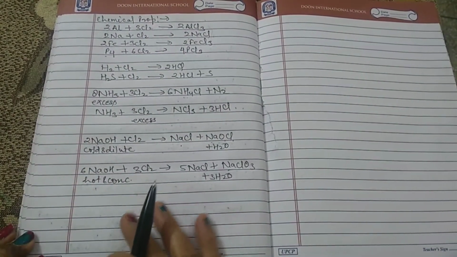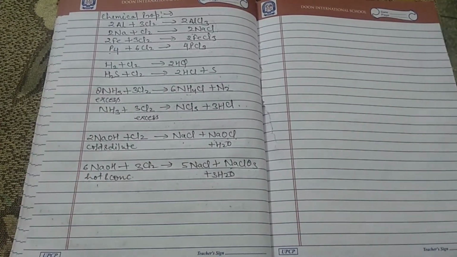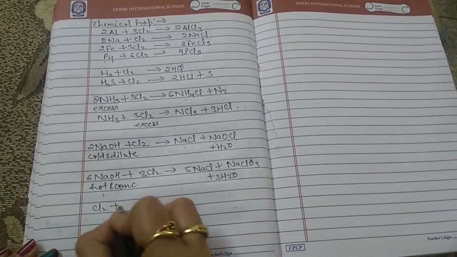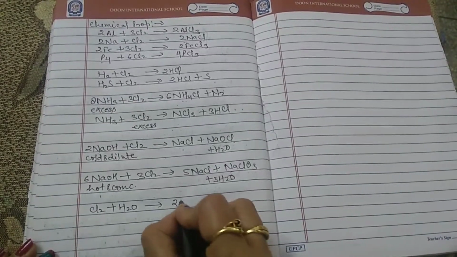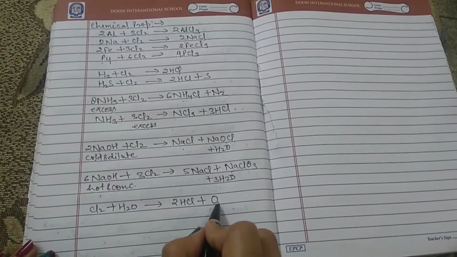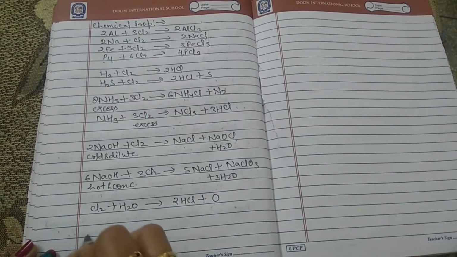Chlorine is a powerful bleaching agent, and the bleaching action is due to oxidation. For that, the reaction is when chlorine reacts with water. When chlorine comes in contact with water, we get hydrochloric acid plus oxygen. This oxygen is the nascent oxygen. Because of the liberation of this nascent oxygen, it shows the bleaching property.